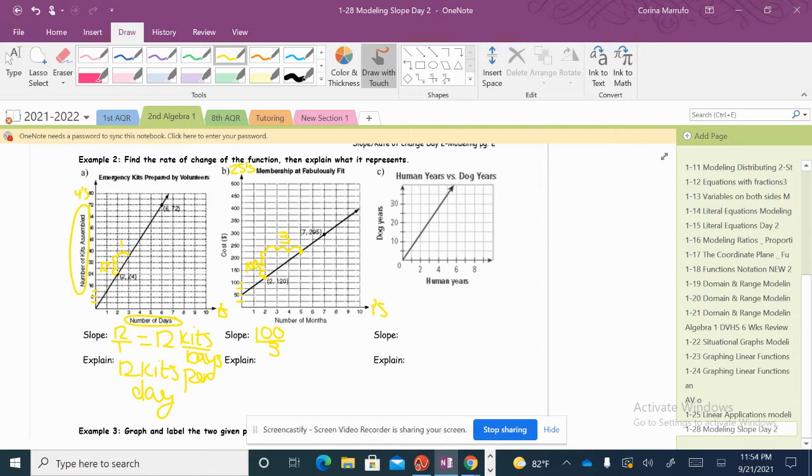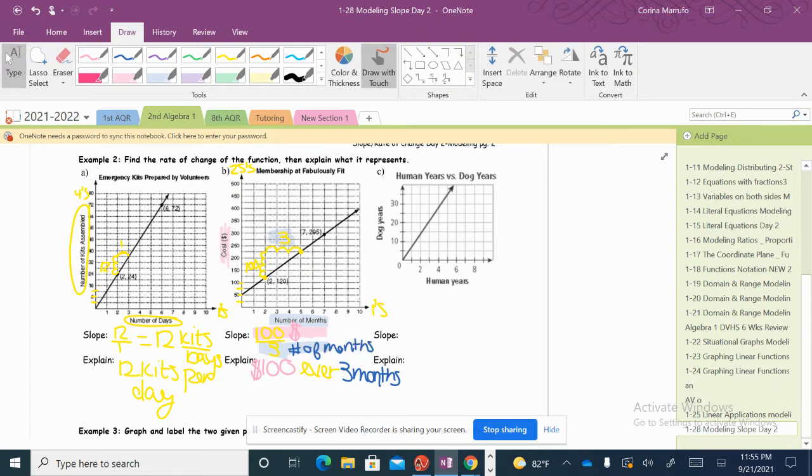So the 100 is going to be my cost, and my 3 is going to be my number of months. So then it is going to be $100 every 3 months, because the top is cost in dollars, and the bottom they tell us it's number of months.